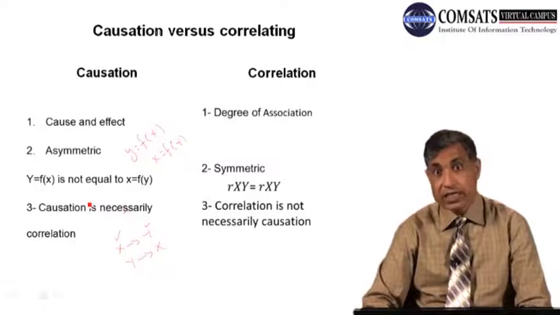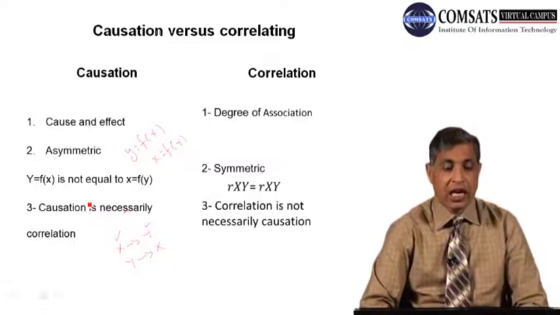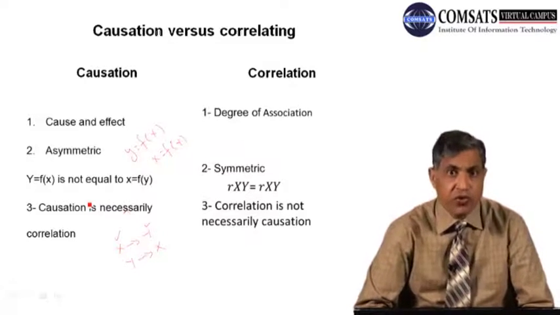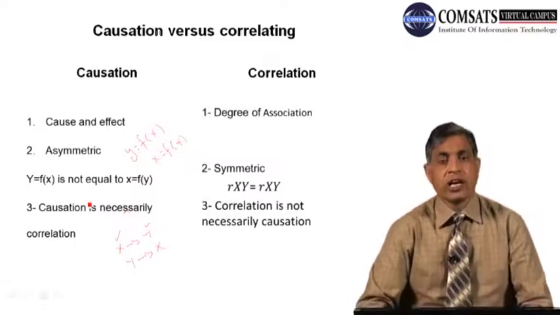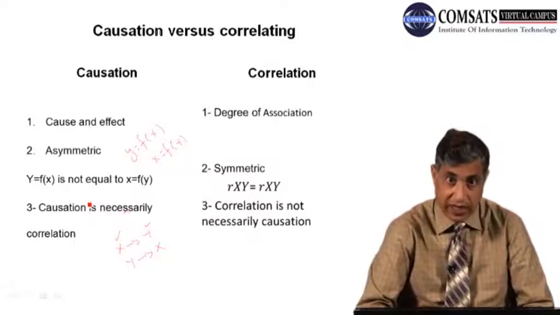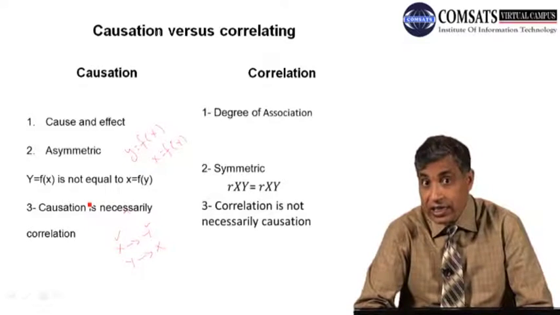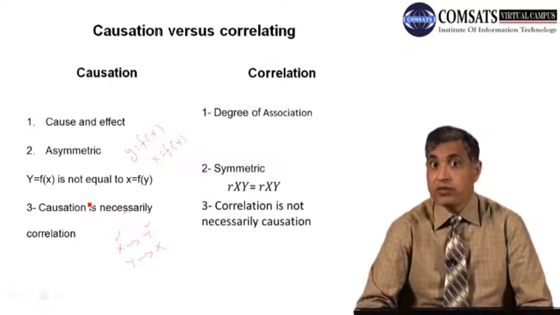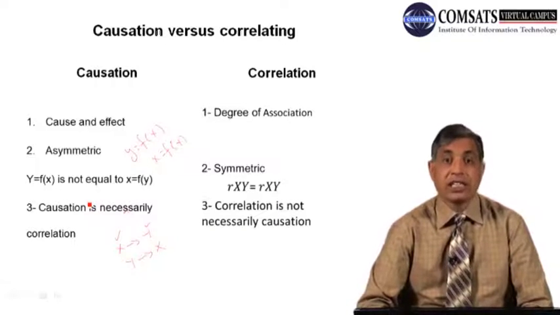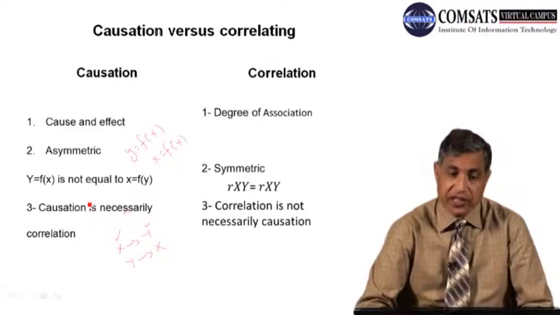I would like to repeat this concept again: causation is necessarily correlation. If you find causation, assume that correlation exists between the variables. But if you find that there is correlation between the variables, you can't assume on any ground that there is causation between the variables.